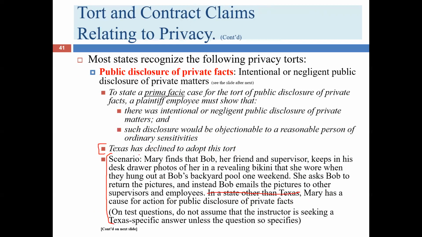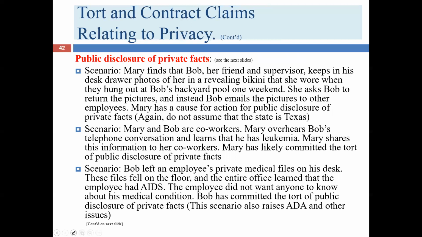Let's say I said, Mary and Bob live in Texas. And then I go on to say, well, then there'll be some choice that says Texas hasn't recognized this particular tort. So be aware of that. And you'll see that throughout these examples.